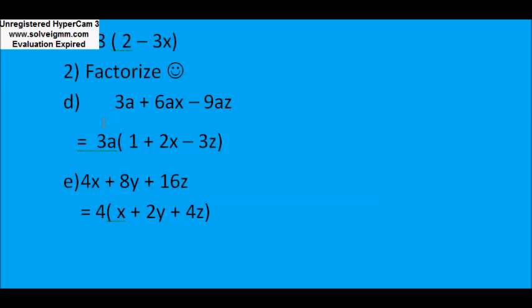There is only one number which is 3. 3 is divisible on 3, 3 is divisible on 6, 3 is also divisible on 9. That's why I'm taking 3 outside.